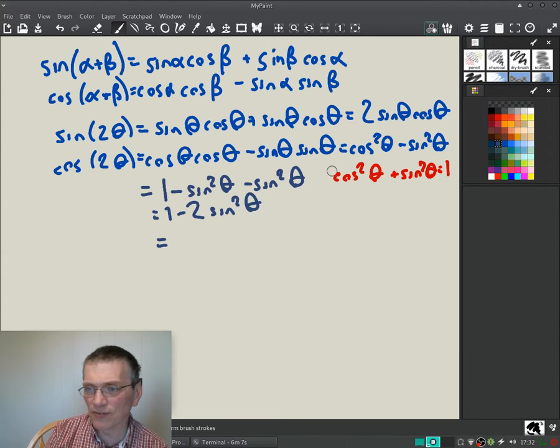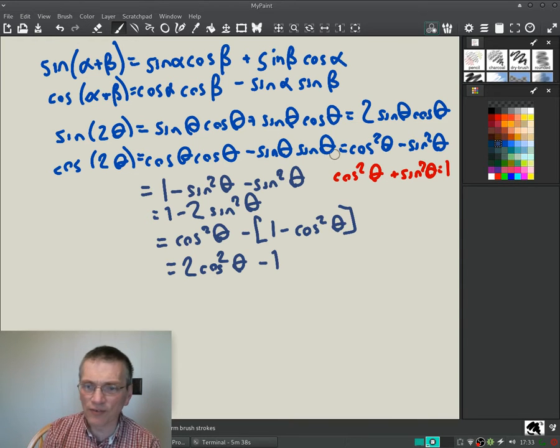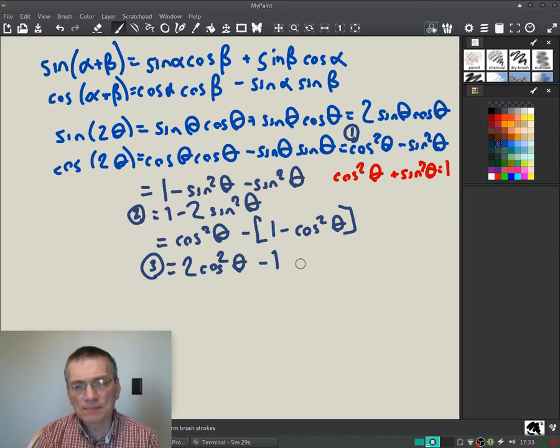Suppose we don't want sines in our formula, we can use this equation to get rid of that sine. We have cosine squared theta minus, watch the minus signs. 1 minus cosine squared theta is equal to sine squared theta. So this becomes minus 1, this becomes minus cosine. So we end up with 2 cosine squared theta minus 1. Alright, so these are the 3 forms of this. Sort of 1 here, and then the third one is here. And we can use them depending on what we want to do.